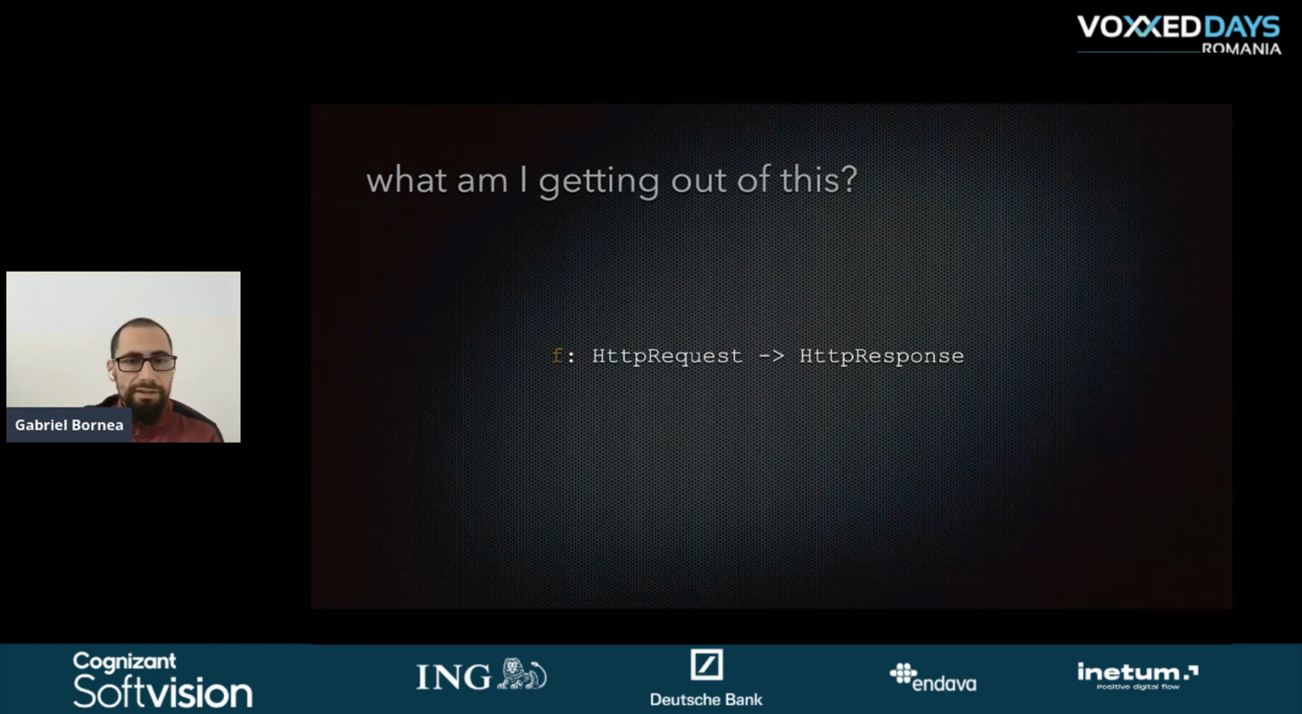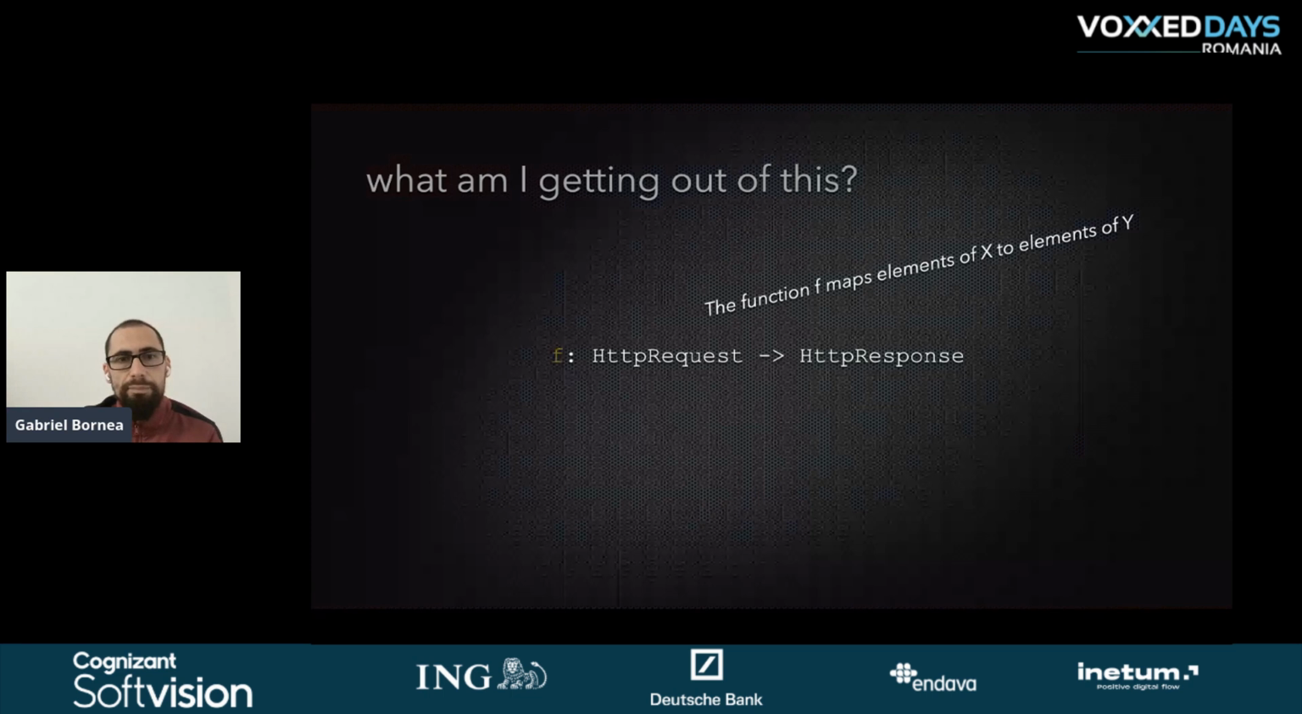So here we have a mathematical function, which you can read as the function f maps elements of type HTTP request, in our case, to elements of type HTTP response. And this is called in mathematics arrow notation. But as I've said, this presentation is not a generic one. So all the examples that I'm going to show are in Kotlin. And for those of you that are familiar, you might see right now that the signature is valid Kotlin code. I chose Kotlin because I truly believe that it is a great language for typed functional programming.